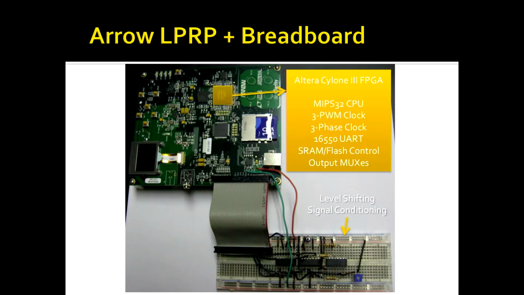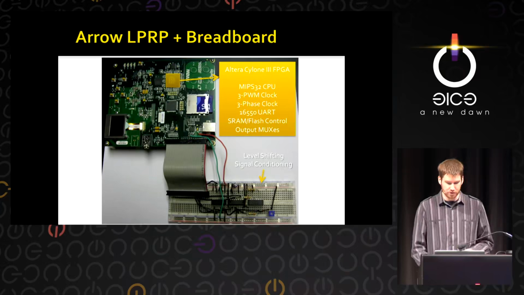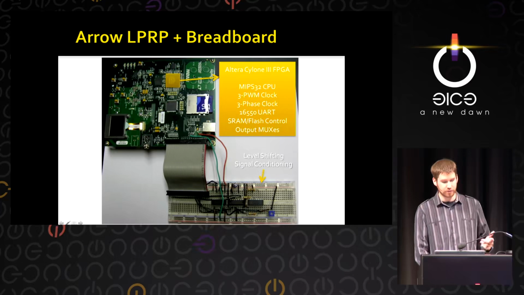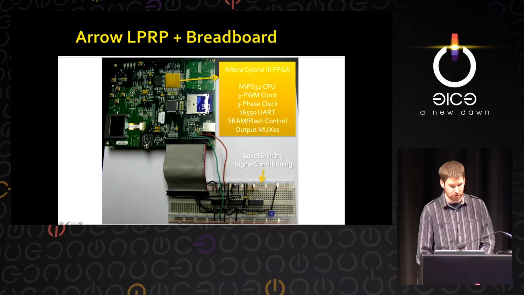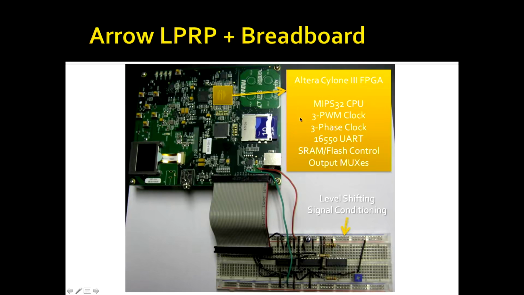This will detail some of the actual hardware platforms that I made over the last couple of years that I use for voltage and clock glitching. So the summary of this, guys, basically this is an off-the-shelf Arrow low-power reference platform board that I found really cheap on eBay, I think between $20 and $50 US, so not crazy expensive. It has an Altera Cyclone 3 FPGA, which I put a MIPS 32-bit soft CPU inside of.